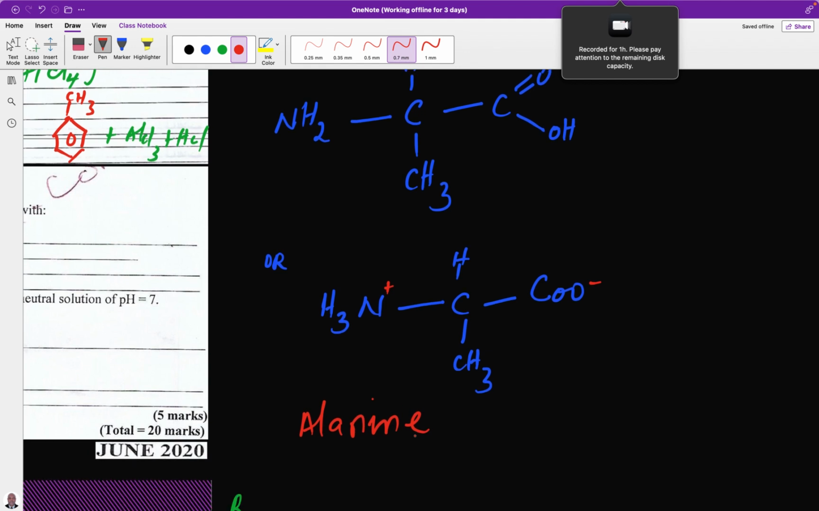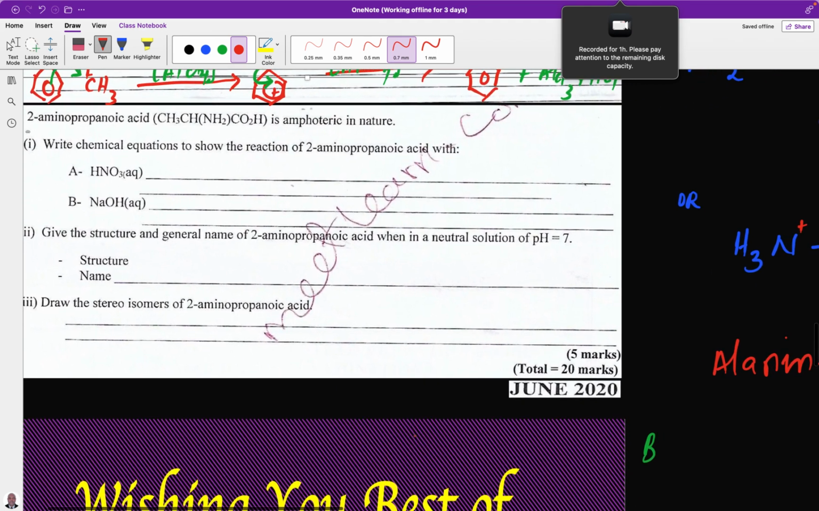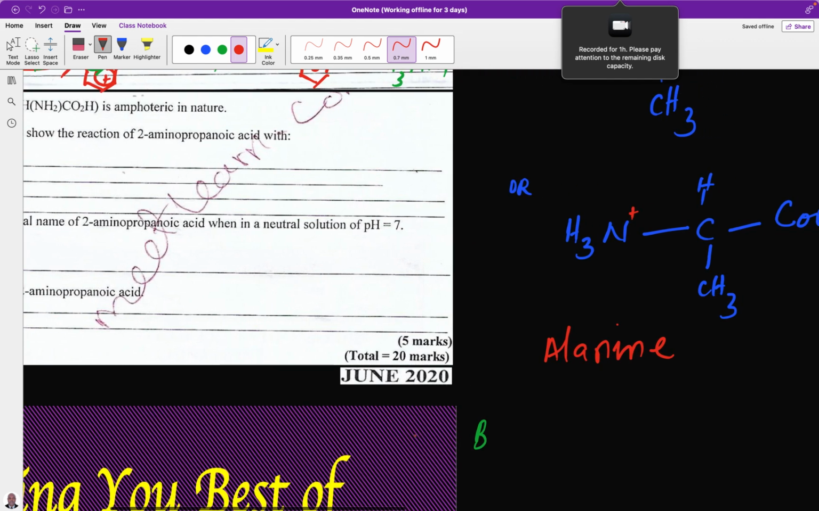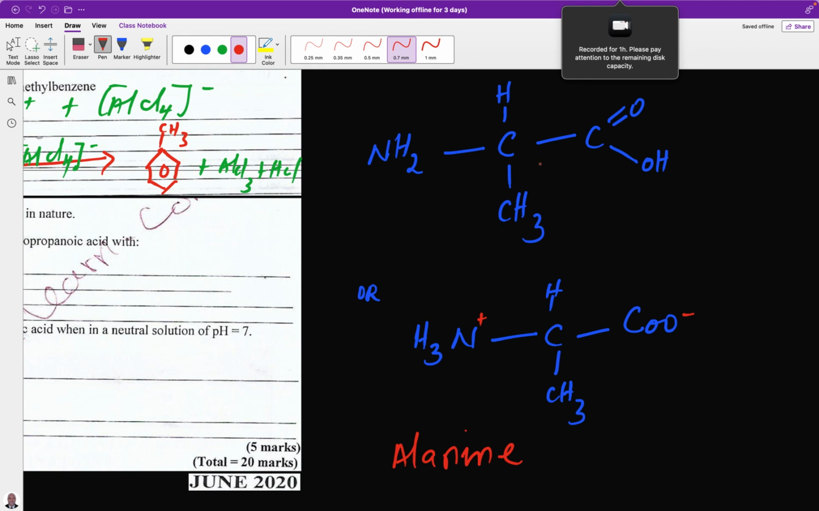Now, the next question is, draw the stereoisomer of 2-aminopropanoic acid. If you look at it critically, this compound here, we can put this asterisk here, because this compound has 4 different groups attached to the central carbon atom. We call it a chiral carbon atom because it has 4 different groups. This is an amine group, this is a methyl group, this is the hydrogen group, and this is a carboxylic acid group. So there are 4 different groups there.